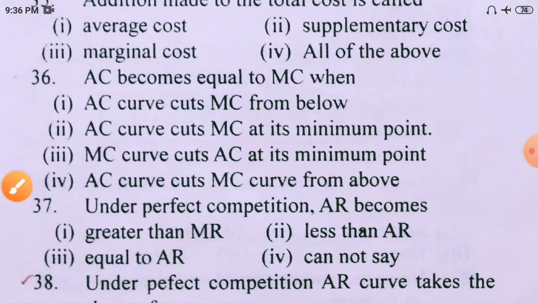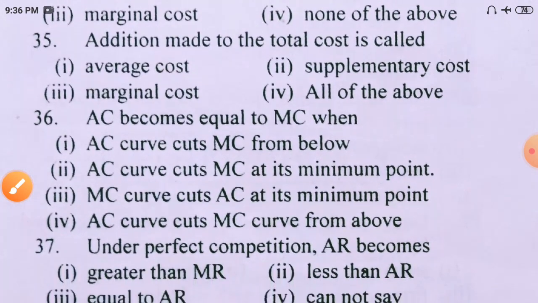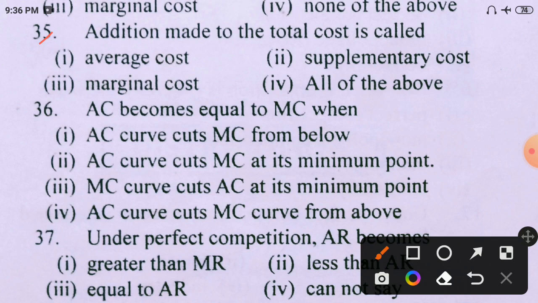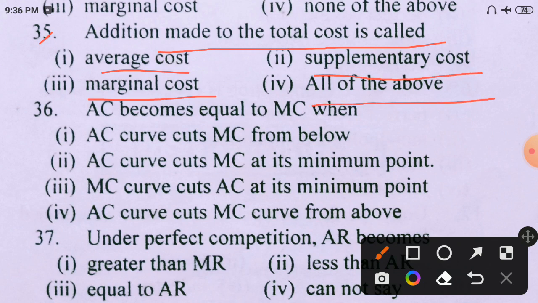Next, number 35. Addition made to the total cost is called (i) average cost, (ii) supplementary cost, (iii) marginal cost, (iv) all of the above. The correct answer is (iii) marginal cost.